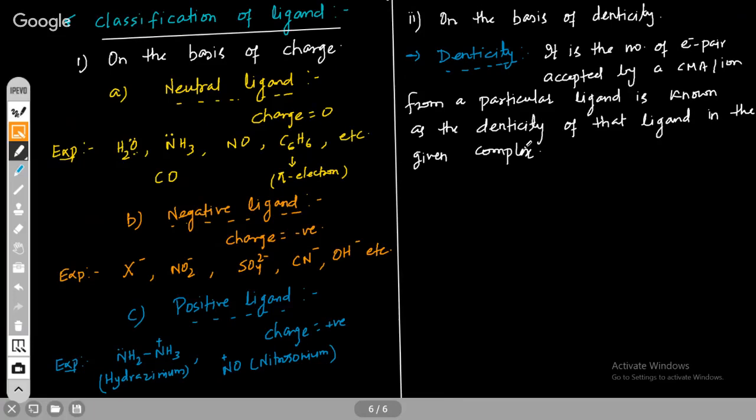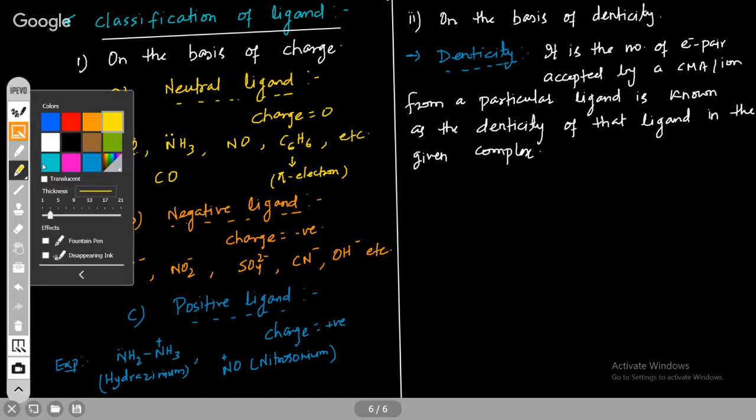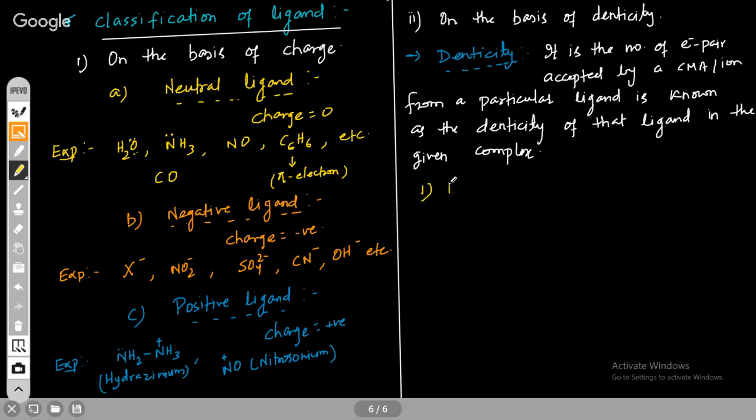On the basis of denticity, the ligands are classified into the following categories. The first type of ligand we have here is monodentate ligand. What is monodentate ligand? Denticity 1. Yes, monodentate ligand, write down. The denticity of this ligand is 1.